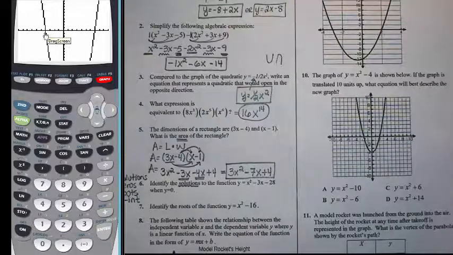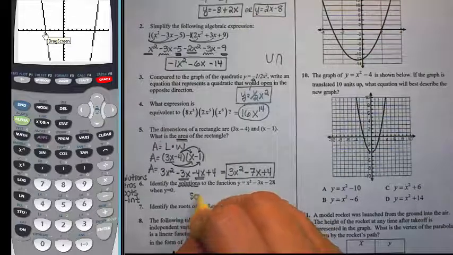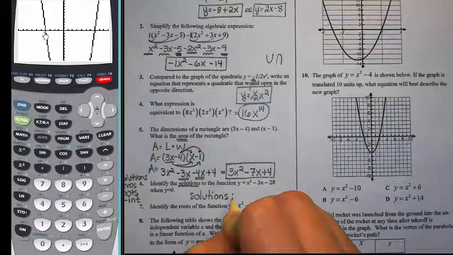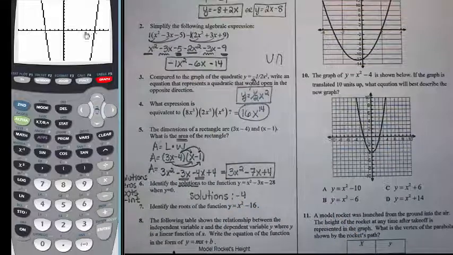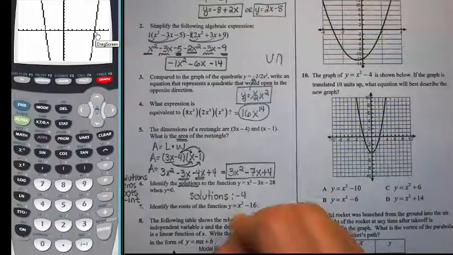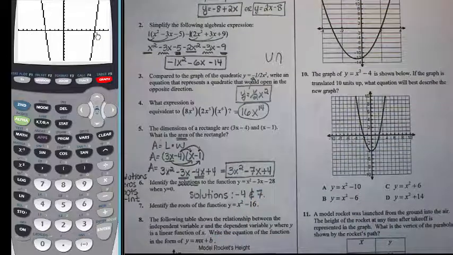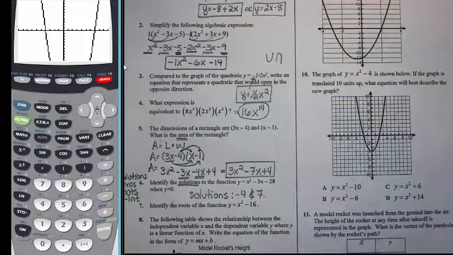I have one right here, so let me write here, solutions, which is the same thing as x-intercept. When the x-intercept is negative 4. And the other one, as you look here in the calculator, will be this point right here, which would be 1, 2, 3, 4, 5, 6, 7. So the other solution would be 7. So the solutions are negative 4 and 7. Alright, let's try the next problem.